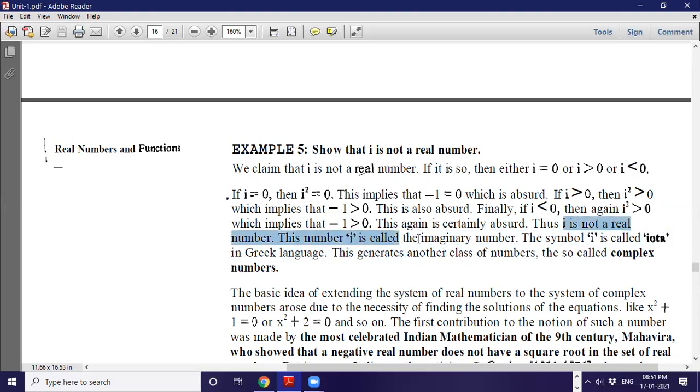And this i is known as the imaginary number. This is known as iota in the Greek language, and this generates another class of numbers known as complex numbers. So we again extend the system of real numbers to the system of complex numbers, due to this necessity of finding solutions for equations like x squared plus 1 is equal to 0 or x squared plus 2 is equal to 0.